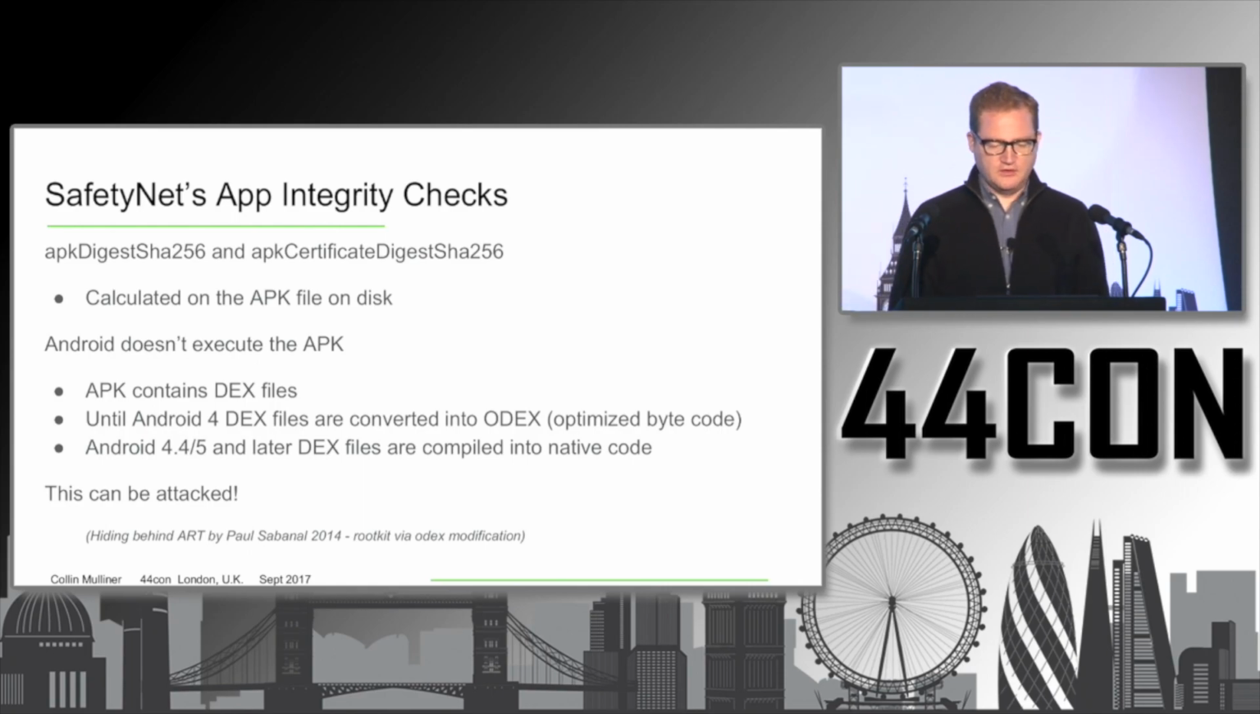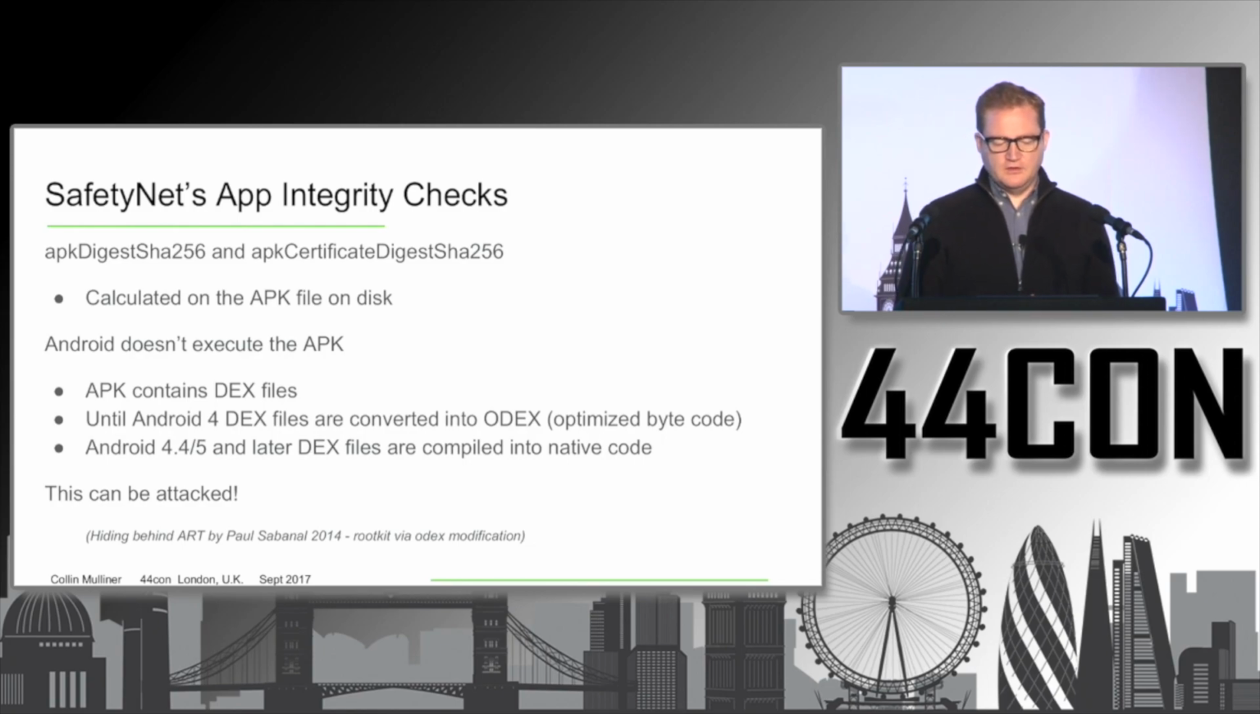The app integrity checks are calculated on the APK on your disk. But Android doesn't actually execute the APK, because the APK is basically a zip file and it contains a bunch of files like DEX files, which is basically the bytecode for the virtual machine. On all the early Android versions, this would be interpreted. Then there was an optimized version. And since Android 4.4, you could switch to their ART runtime, which compiles the bytecode to native code and just executes that. It's much faster.